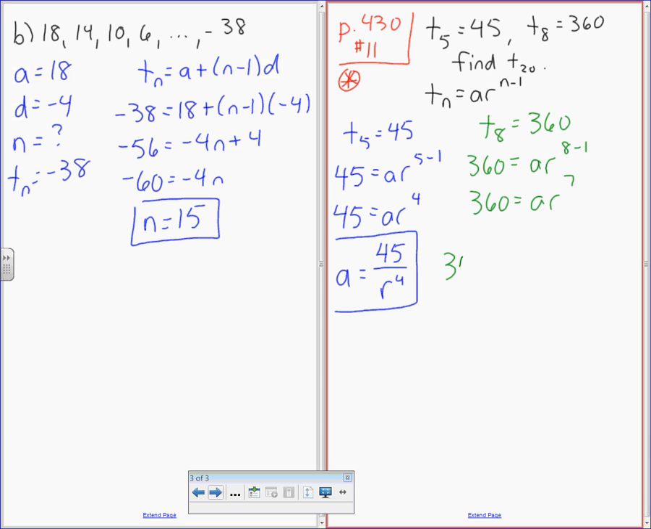360 equals 45 over r to the 1, 4 times r to the 7. All right. Now this is the part that, I think, probably tripped some people up here. Right?